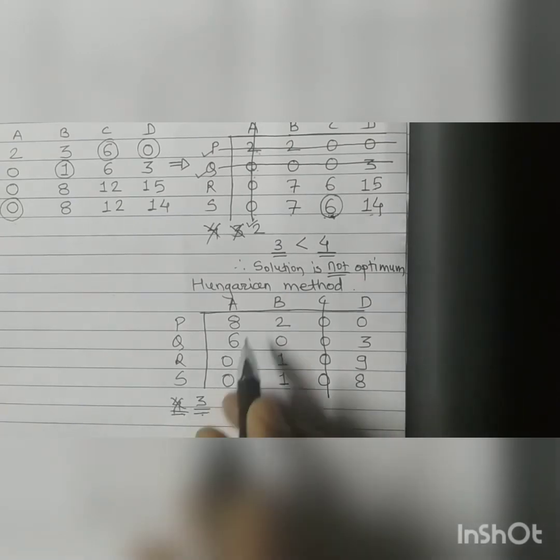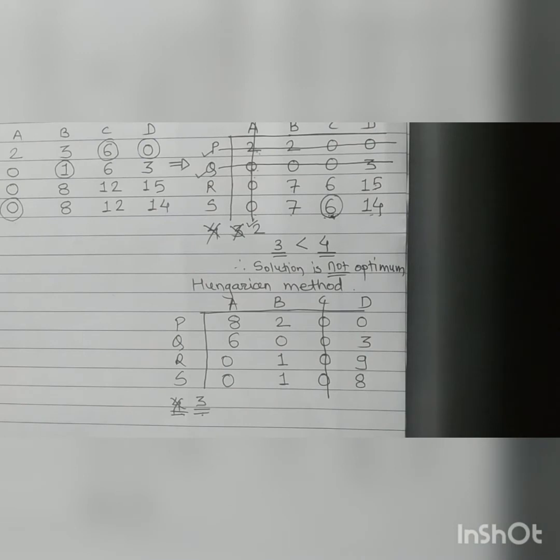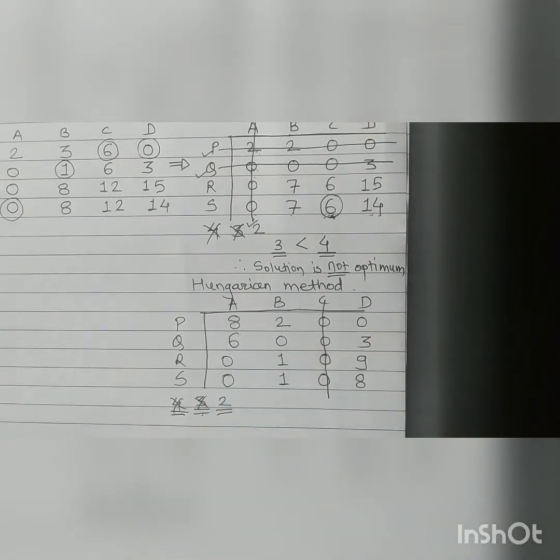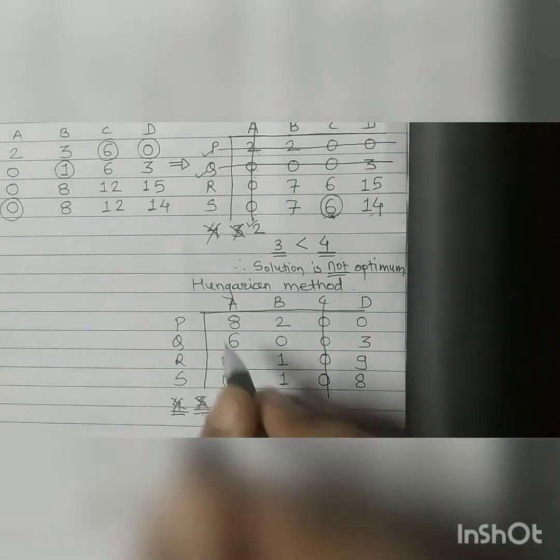Okay. Now search for 3 zeros. Can you find 3 zeros? No. You cannot find 3 zeros anywhere. Now reduce this count by 1 and search for 2 zeros. Can you find 2 zeros? Yes, you can find 2 zeros in the first column. So draw a vertical line covering these 2 zeros.